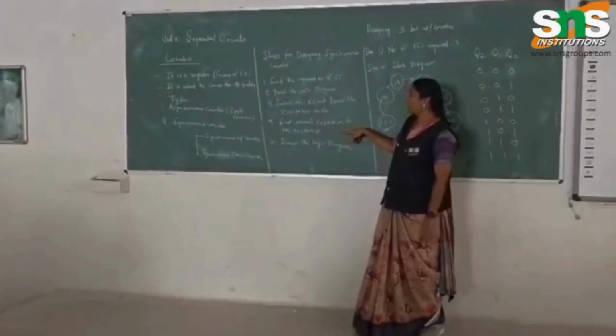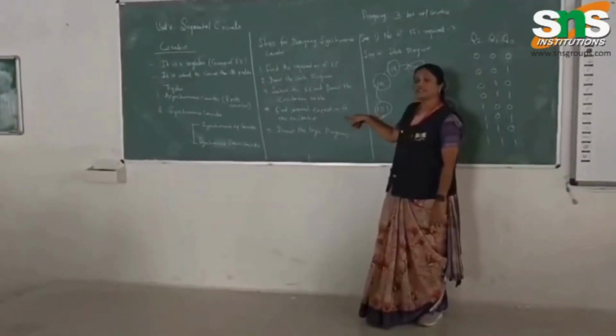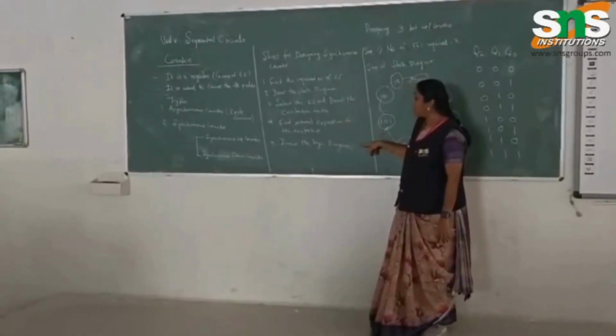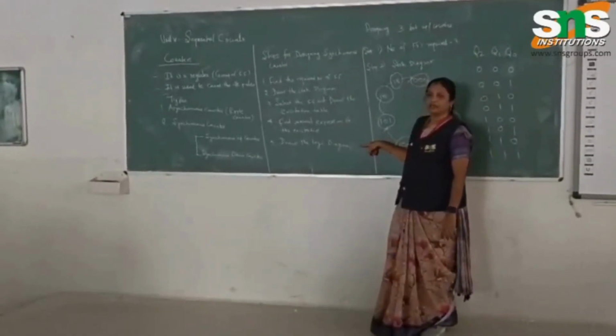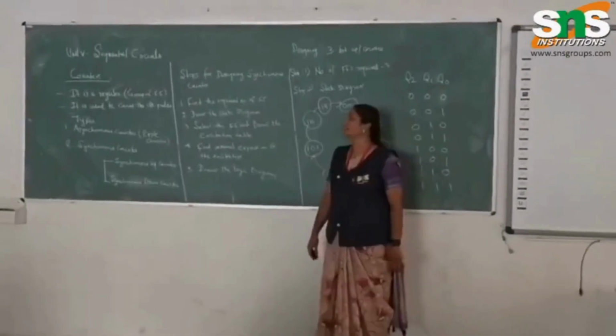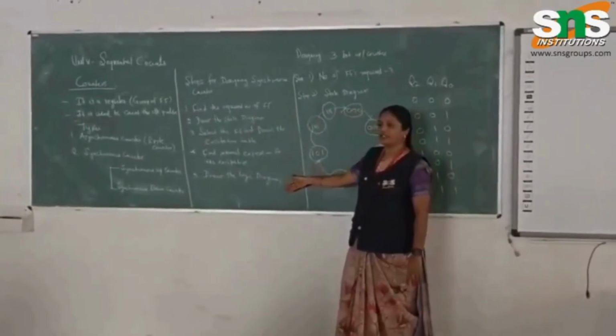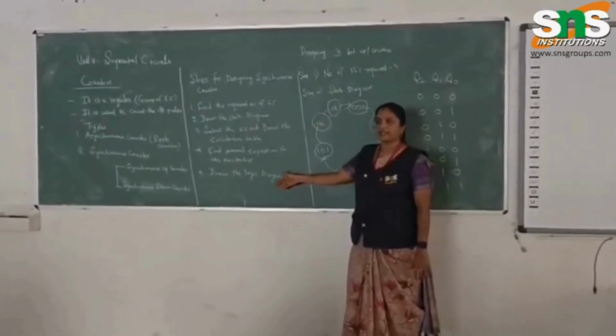The fourth step is to find the minimal expression for the excitation. The last step is to draw the logic diagram. So these are the basic steps for designing the counter. There are 5 steps.